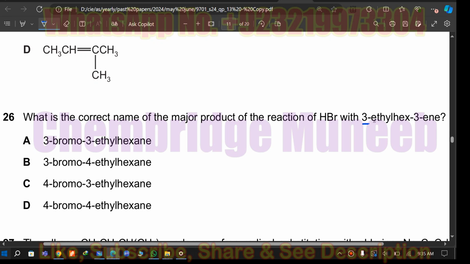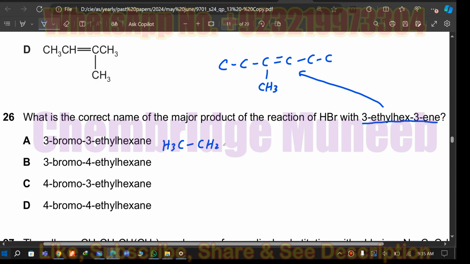This compound can be written in this form. I'm going to write its simple structure. There are 6 carbon atoms with a double bond on the 3rd position, and the methyl group is present on the 3rd position over here. This is the structure of this compound. Now we can add the HBr to this molecule. So I'm going to add the HBr, H3CH2.